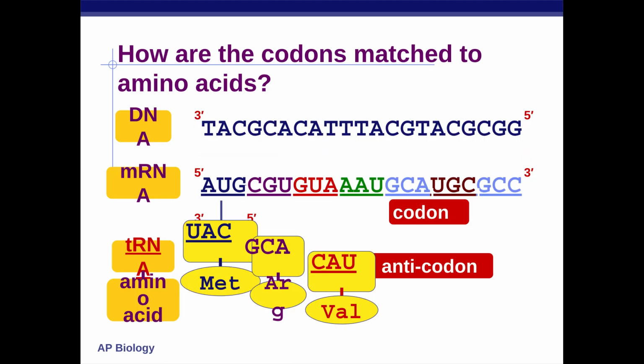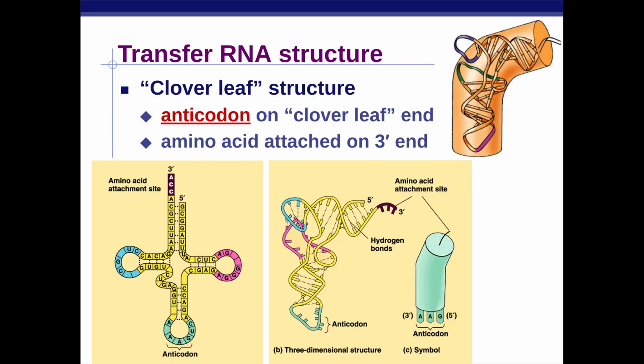All right, so let's come back to the transfer RNA. We said that there are 3 nucleotides at the bottom of the transfer RNA.